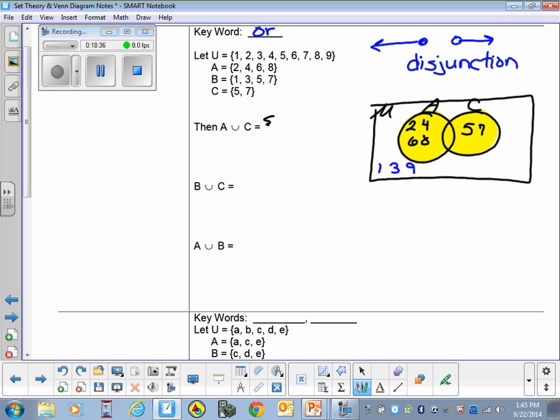We can also write our answer in what is called roster form. 2, 4, 5, 6, 7, and 8. This is called roster form. And you should always put the numbers in order, least to greatest. If they're letters, alphabetical. If there's something else, something that makes sense in terms of organizing it. Sometimes there is no sense to be made.